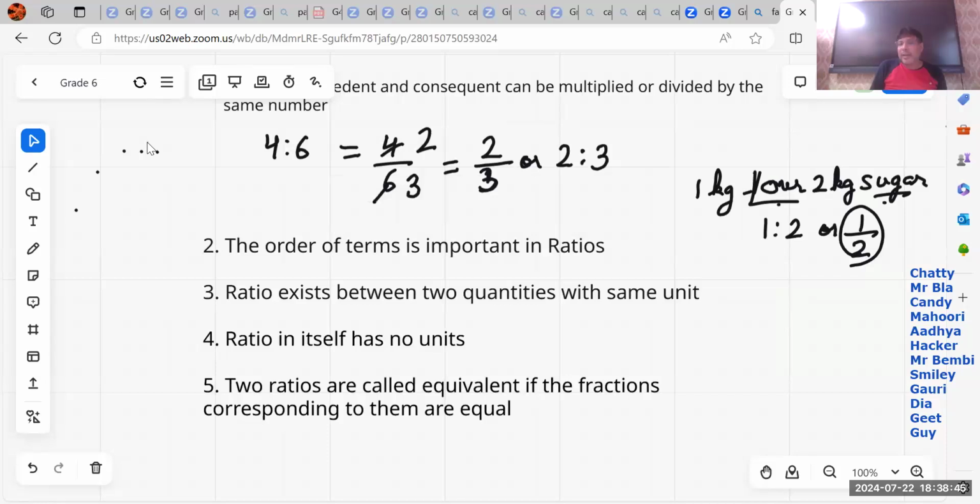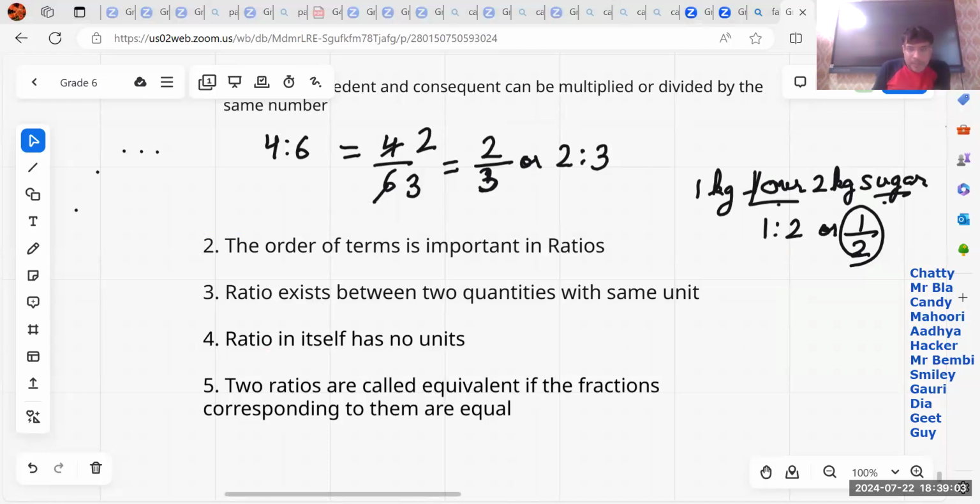Ratio in itself has no units. Two ratios are called equivalent if the fractions corresponding to them are equal. Guys, इससे आपका कोई मतलब ऑब्जेक्टिव या कोई भी एमसीक्यू नहीं आएगा. All this I have given just for you to understand what a ratio is.